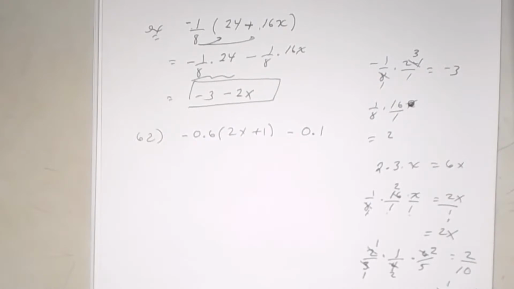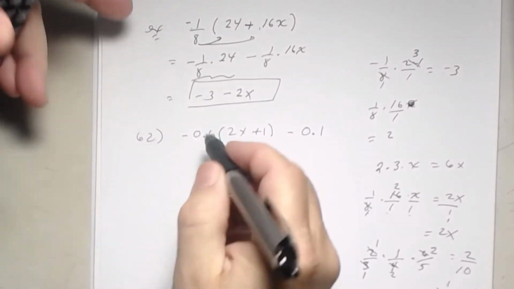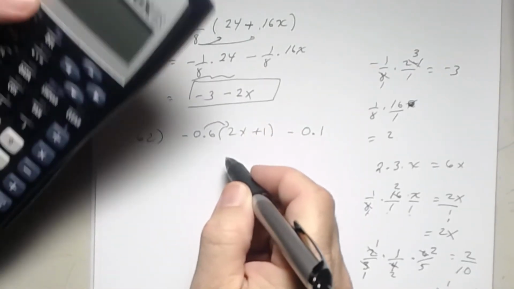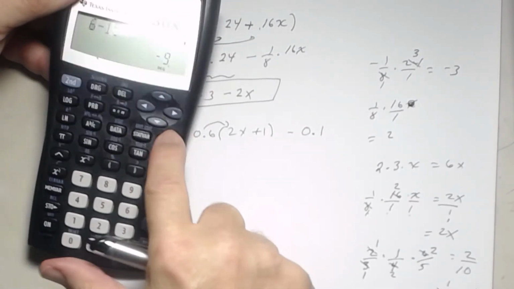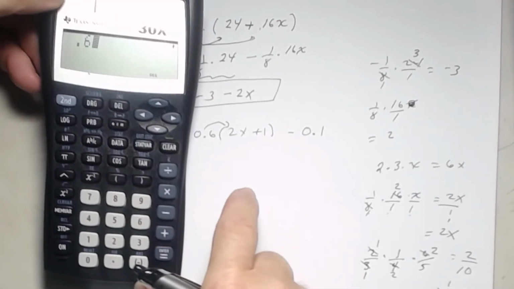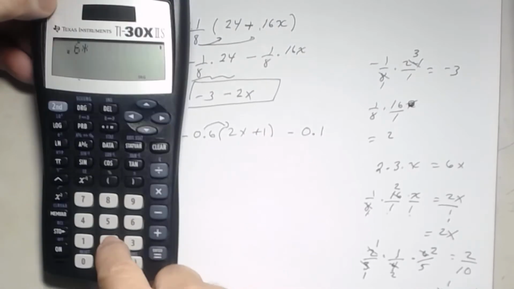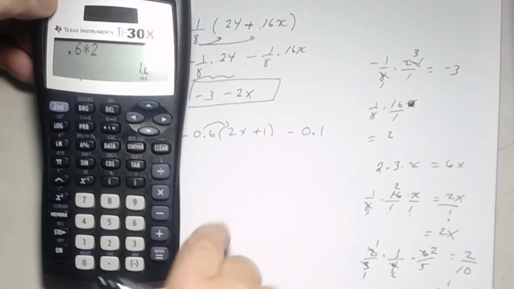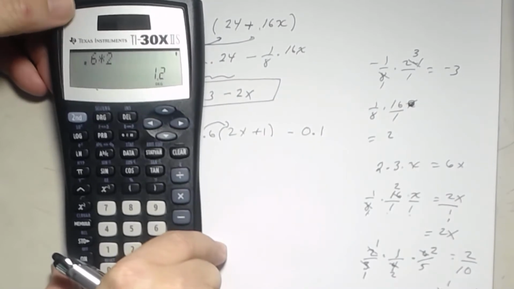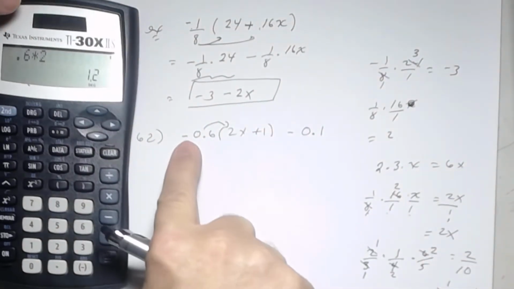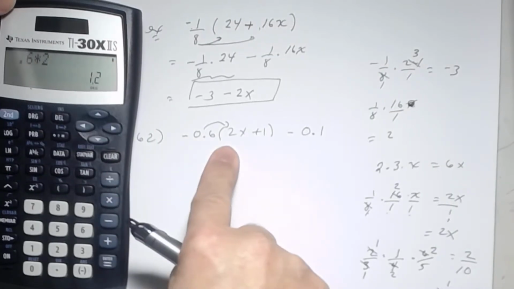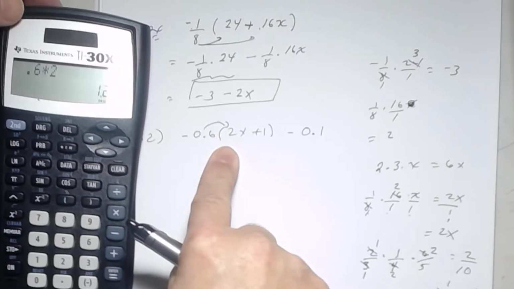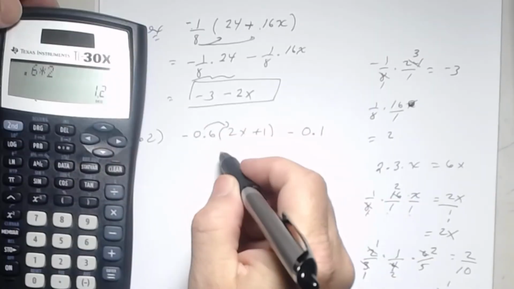You need to get rid of the parentheses, so you can distribute what number inside the parentheses? Negative 0.6. So remember though, a negative times a positive is a negative. But you are multiplying 0.6 times 2. What's 0.6 times 2? 1.2. But this is negative 0.6 times 2x, so it's negative 1.2x, because a negative times a positive is a negative.